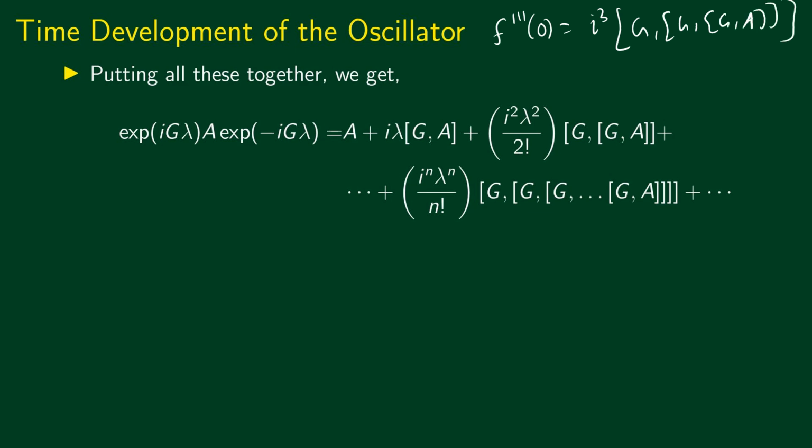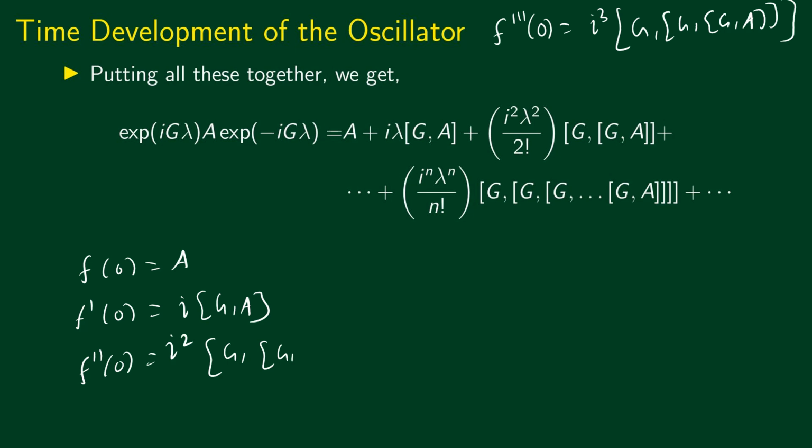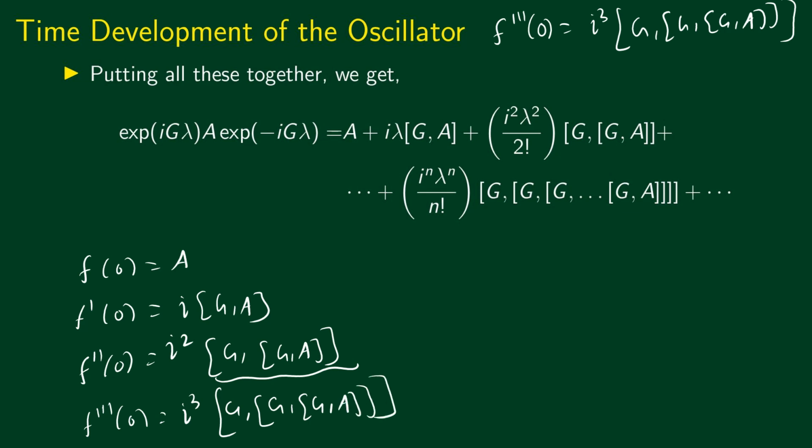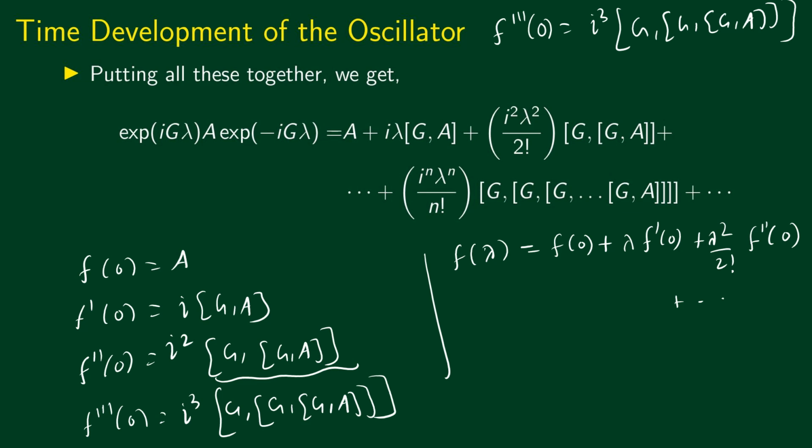So now we have f of 0 is equal to A, f prime of 0 is equal to i multiplying the commutator of G and A, f double prime of 0 is equal to i square multiplying the commutator of G with this commutator, and f triple prime of 0 is equal to i cube multiplying the commutator of G with this term, which is the commutator of G with the commutator of G and A. Now the Taylor series expansion for f of lambda, which was about lambda equal to 0, was f of 0 plus lambda multiplying f prime of 0 plus lambda square divided by 2 factorial multiplying f double prime of 0 plus etc. So we put all these things in here.